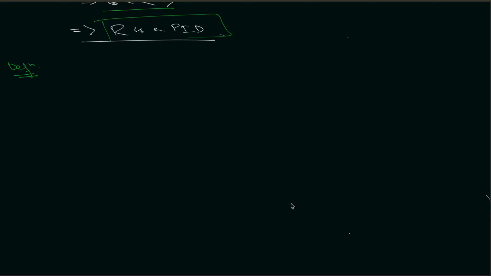Let me define something. Some definitions of GCD. You know already the definition of GCD, greatest common divisor. We already know it for integers. Now I'm defining it in an arbitrary ring. Because we have already defined Euclidean algorithm and Euclidean domain, now we can define the GCD.